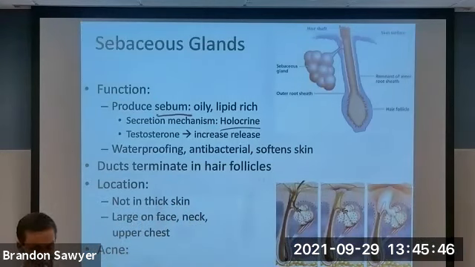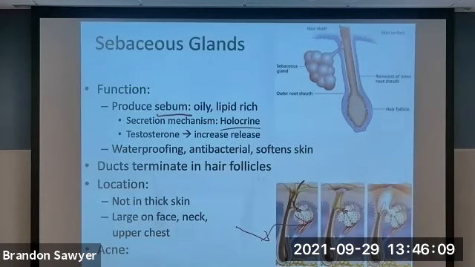The glands themselves are sensitive to testosterone. The more testosterone on board, the more oil and secretions they release, which is the connection, at least in males, between puberty and acne formation.